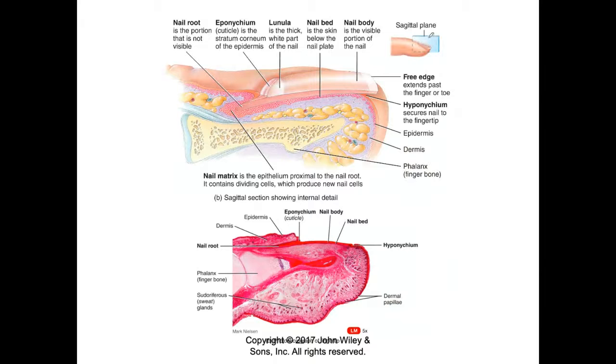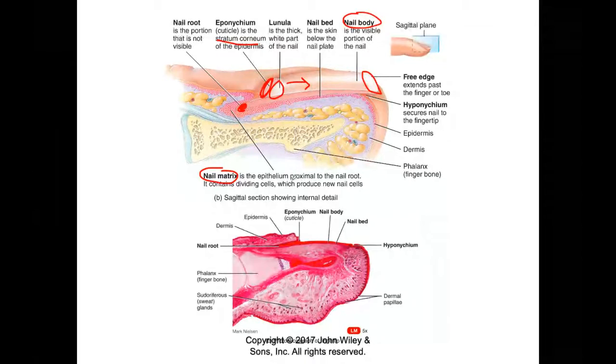So if we look at the fingernail, finger from the side view, right? Here's the free edge of nail. Here's the nail body, the visible portion should look pink. If it's white, then you have anemic, you have anemia. Back here is the lunula, always paler in relationship to the nail body. Then you have the eponychium, which is the cuticle back here. That's also stratum corneum. And then here is the nail root. Behind the nail root is the nail matrix.